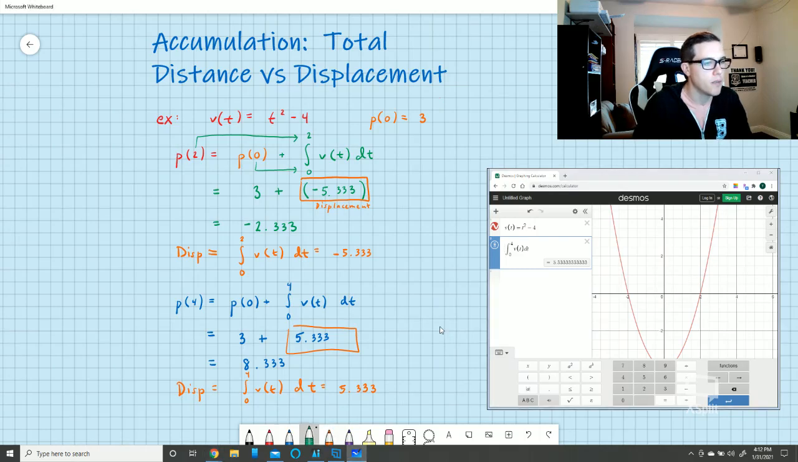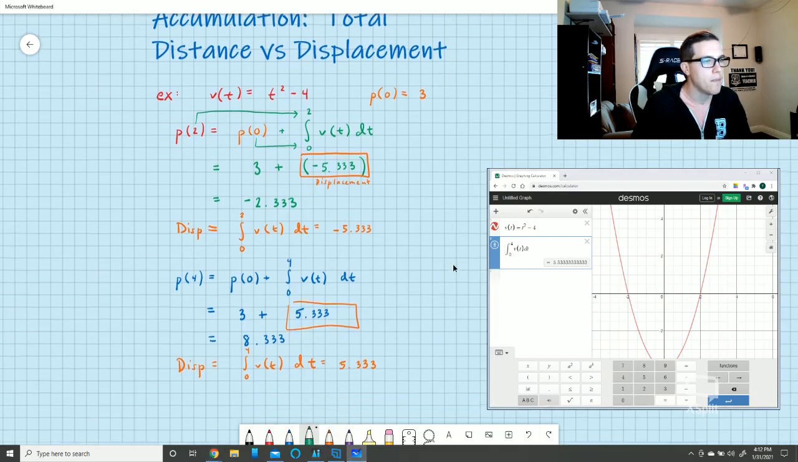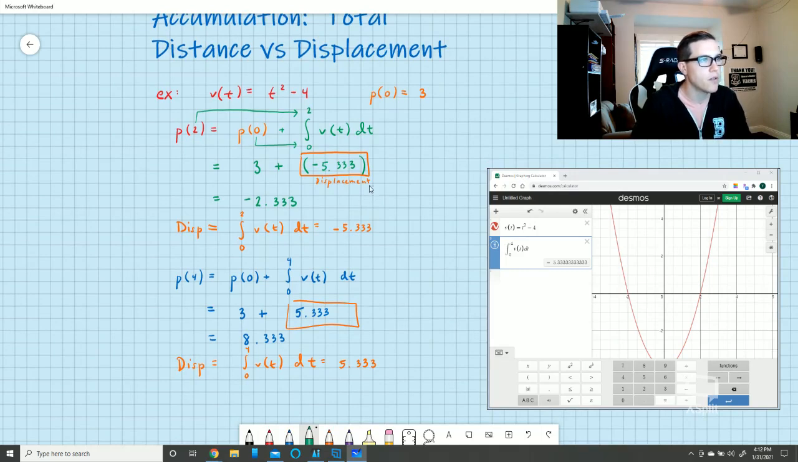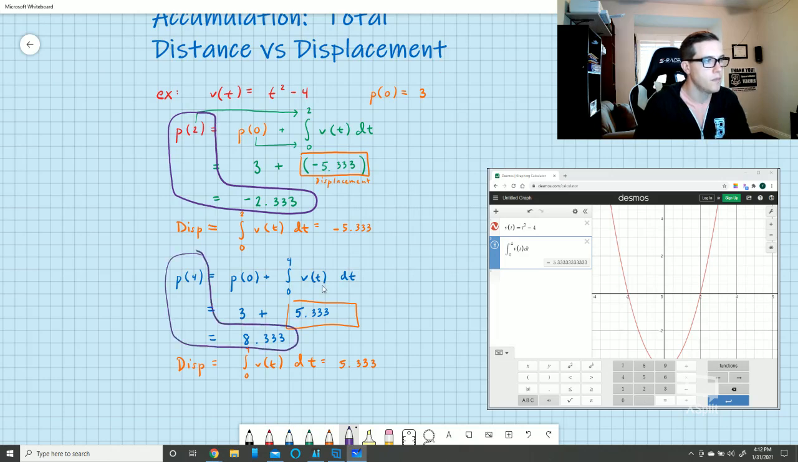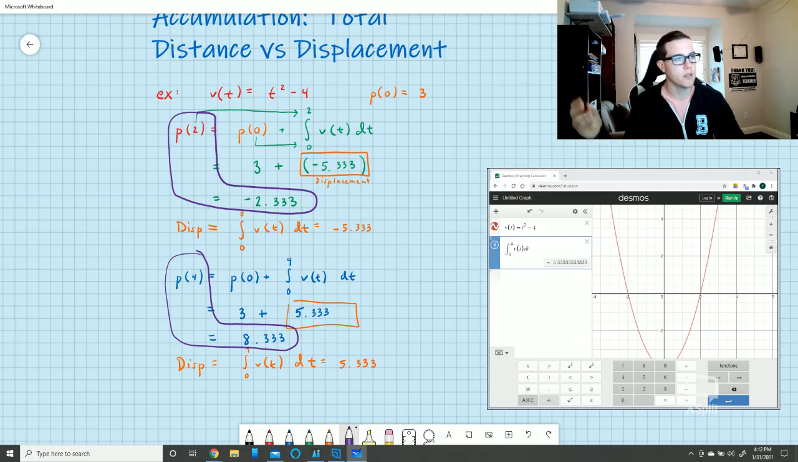Interesting coincidence in this problem. But again, the displacement in this case, the first 2 seconds, I ended up 5.33 units back. At the end of this, I ended up 5.33 units forward from where I started for this position. I guess really the thing I want you to take away from here is the positions. P of 2 was this value. P of 4 was this value. So it started at 3, went backwards, and then went way forwards, faster.